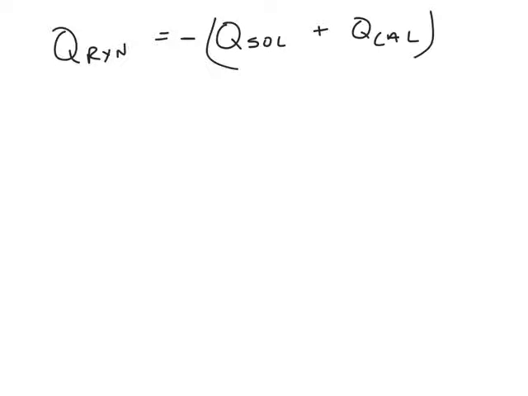The heat of solution is just the mass of the solution times the specific heat of solution times the delta T, plus the heat for the calorimeter, which is just the heat capacity of the calorimeter times delta T. Okay. So let's plug in numbers.